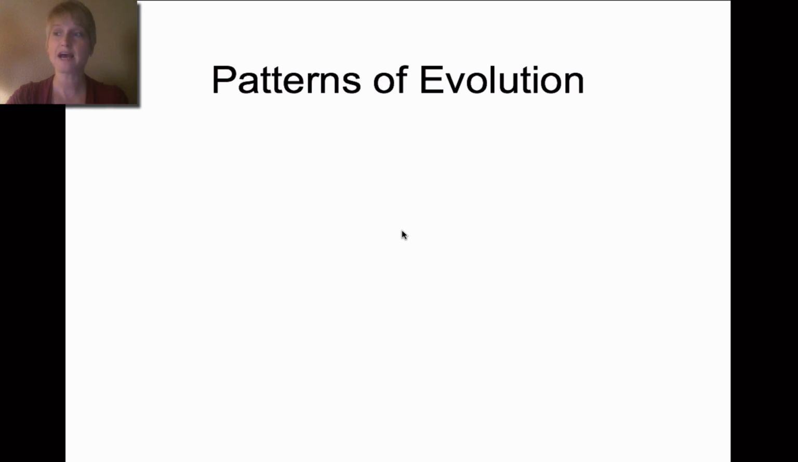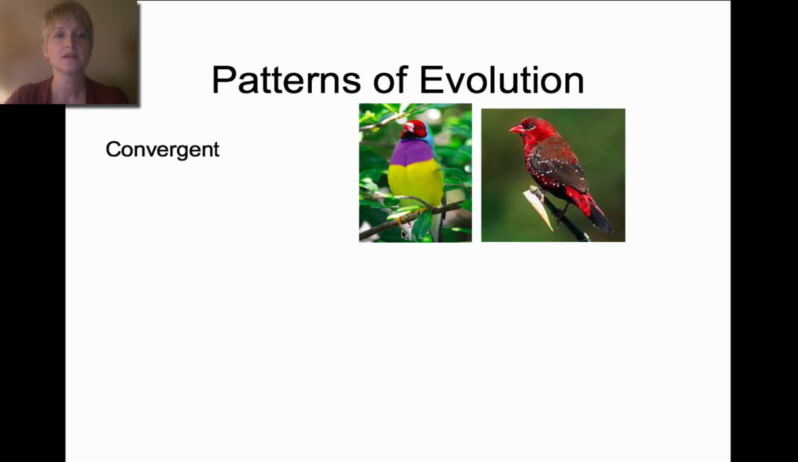All right, so we have some patterns of evolution that we're going to talk about. The first one is convergent evolution. In this case, we have two species that are living in the same area, and maybe they're eating the same type of berries. If you look at these beaks, they are very similar. That's convergent evolution. They're in the same area, they're sharing the same resources, and so their traits will develop in a very similar manner.